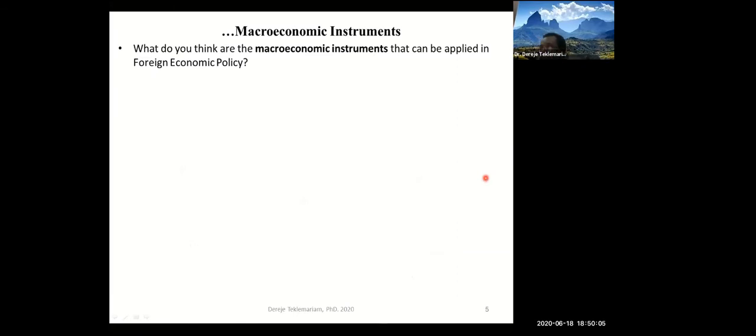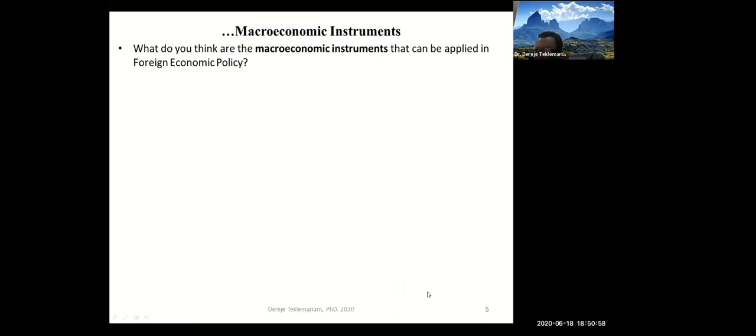What do you think are the macroeconomic instruments that can be employed in a foreign economic policy? I didn't say micro, which I discussed last time, the microeconomic instruments. What do you think are the key macroeconomic instruments? Those instruments that have a holistic influence on the overall performance of the economy in the domestic market, as well as an influence on foreign economic relations or foreign economic policy. I hope you definitely know them. If I simply list them, then you can elaborate on them in detail. I'm sure, and I really count on you, you can list them, okay?